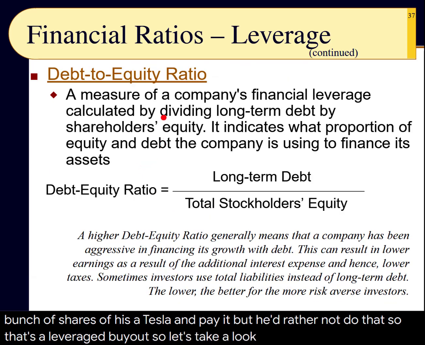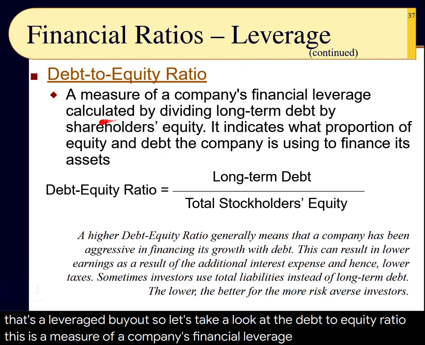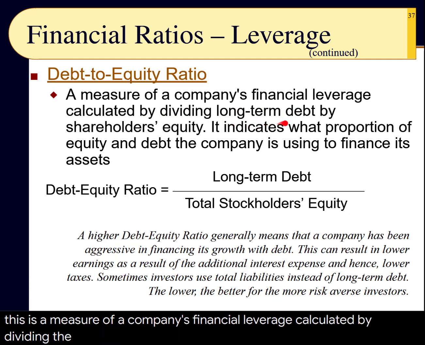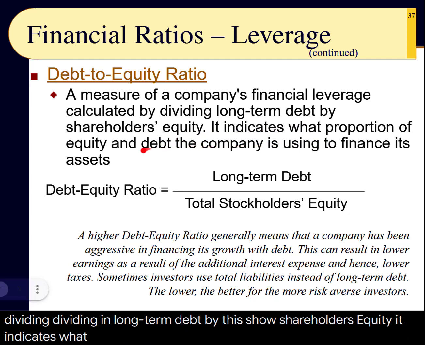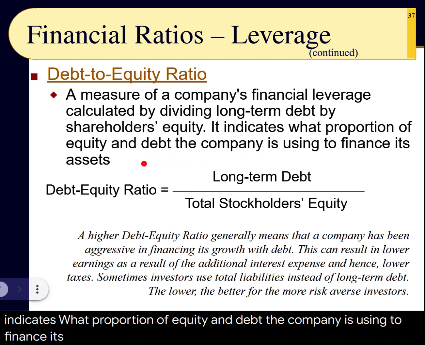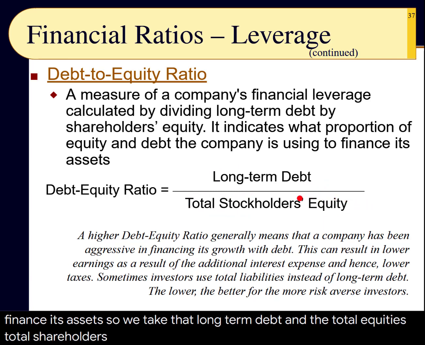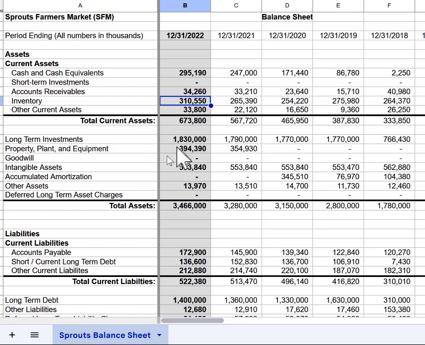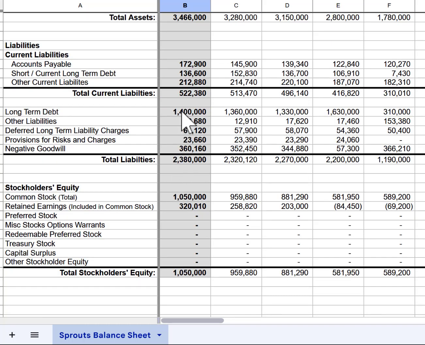So let's take a look at the debt to equity ratio. This is a measure of a company's financial leverage calculated by dividing the long-term debt by the shareholders' equity. It indicates what proportion of equity and debt the company is using to finance its assets. So we take that long-term debt and the total shareholders' equity. It's on the balance sheet. Go to the balance sheet. What's the long-term debt? $1.4 billion.